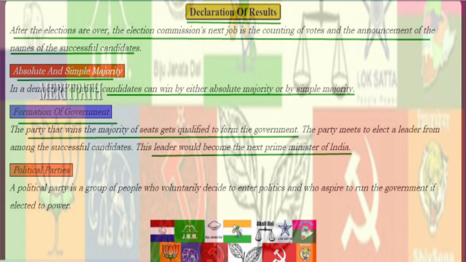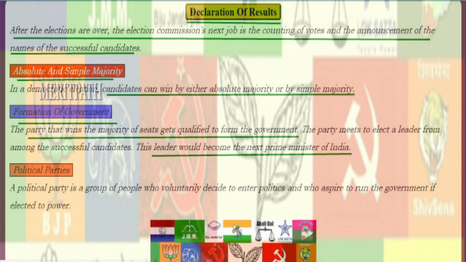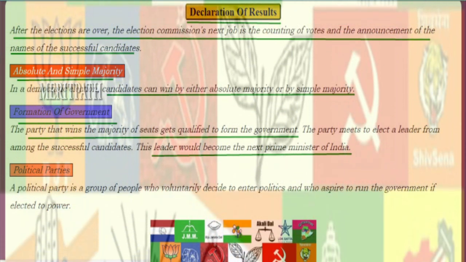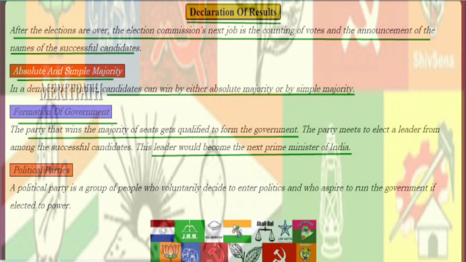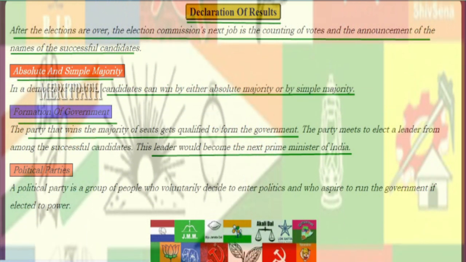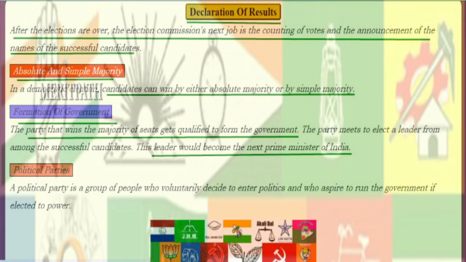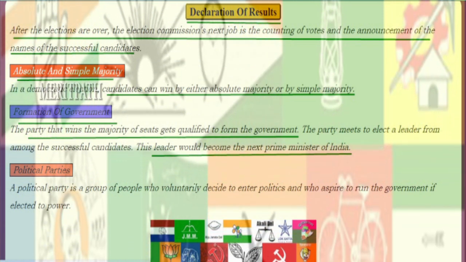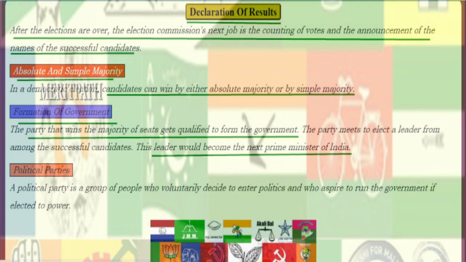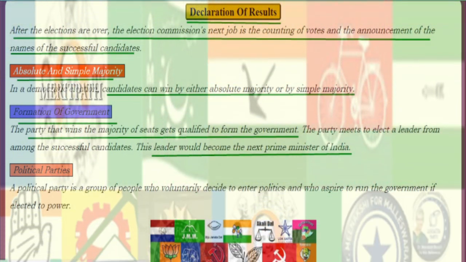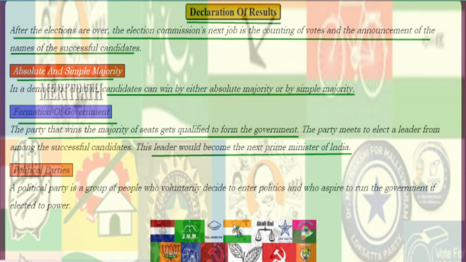Next is declaration of the results. After the election is over, the job of the Election Commission is to count the votes and announce the names of the successful candidates. Here they consider absolute and simple majority. So in a democratic election, candidates win by either absolute majority or by simple majority.